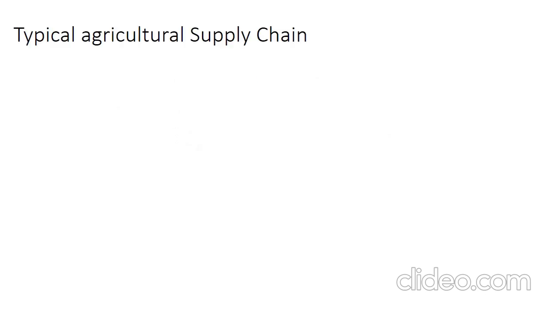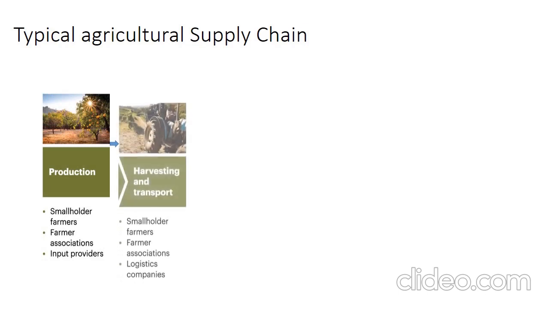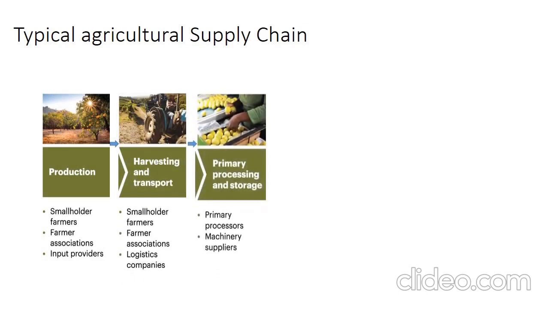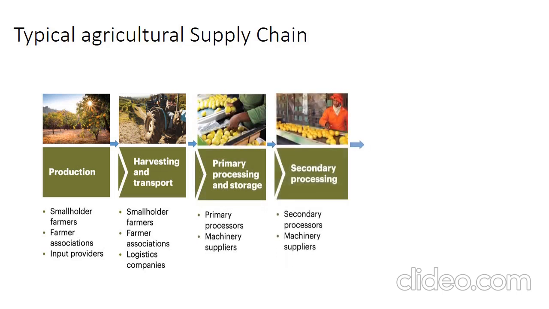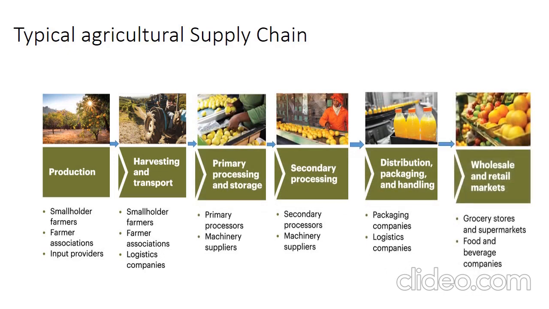So to start with, I'll take you through a simple process that the food goes through as it moves from the farmer to the consumer. The process starts from production, that's stage 1, and then harvesting and transport, then primary processing and storage, then secondary processing, then distribution, packaging and handling, and lastly wholesale and retail markets where the food is made available in the markets for consumers.